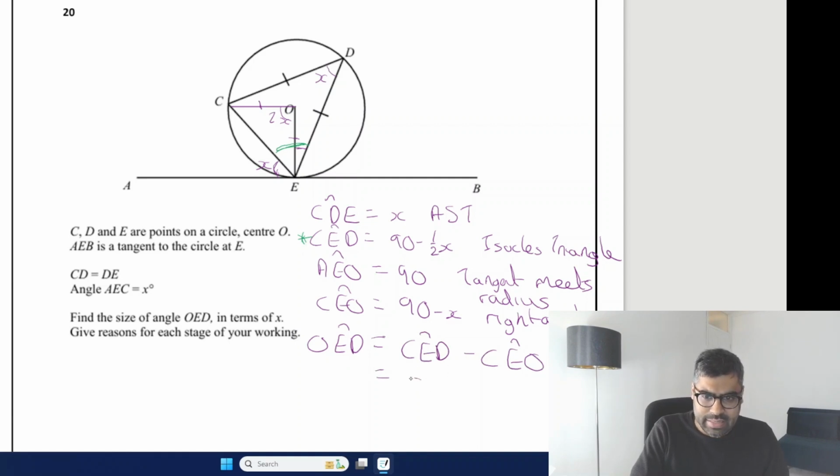Now CED is 90 minus half x. Be very careful here with brackets. So it's going to be minus 90 minus x. A lot of people will lose marks because of the brackets and not applying the multiply correctly. So we have 90 minus half x minus 90 plus x. Now the 90 and 90 cancel out. Minus half x plus x gives us positive half x. And that is our answer for OED in terms of x.